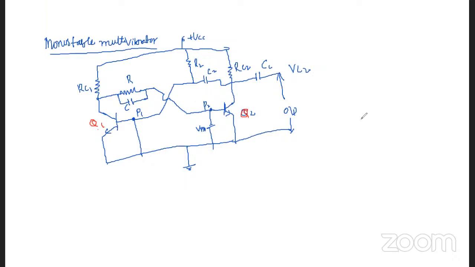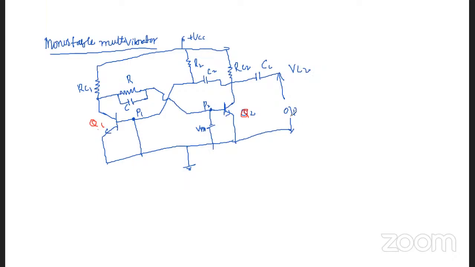The output of a monostable multivibrator is available at the collector terminals of the transistors Q1 and Q2. However, the outputs are complements of each other. That is, when one output is at VCC level, the other output will be at VCE saturation level.